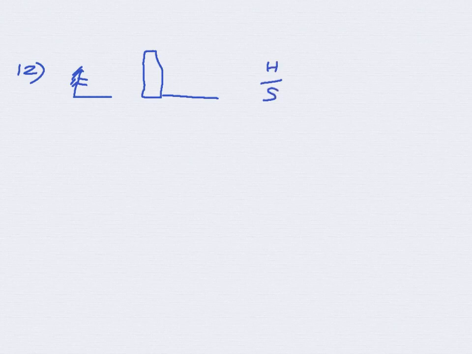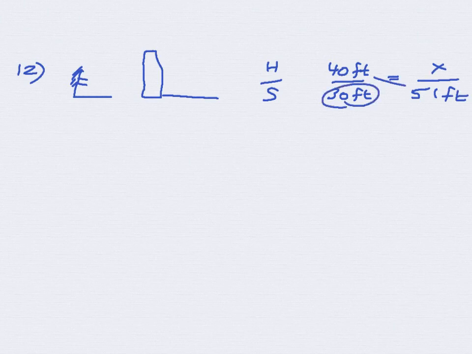A little legend to yourself. So the height of 40 feet and the shadow is 30 feet. That's for the tree. For the building, the shadow is 51 feet long, and how tall is the building? So the height of the building is your unknown, which is your x. So to solve for this one, you're going to cross multiply and divide by 30.